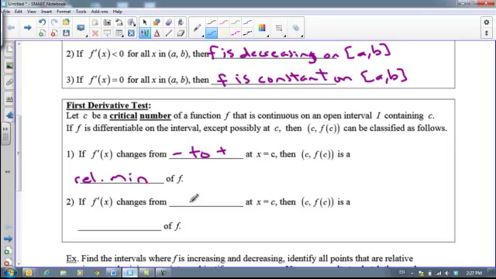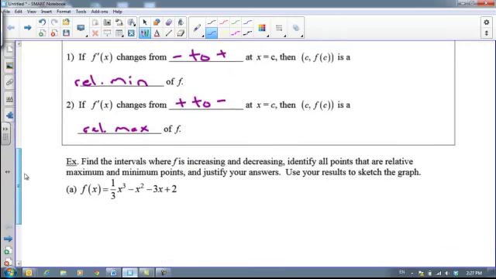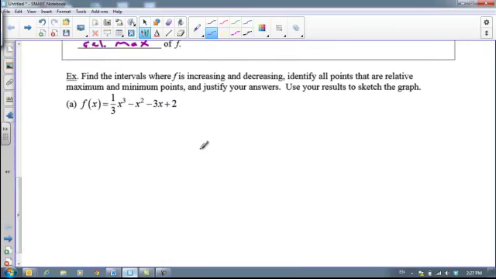If f prime changes direction from positive to negative, if it goes from increasing to decreasing, then we're going to say that that critical point c and its y-coordinate is going to be a relative maximum. So let's go see what that looks like and answer some questions. Find the intervals where f is increasing and decreasing, identifying all points that are relative max and min points, and justify your answers, and then we have to sketch the graph.